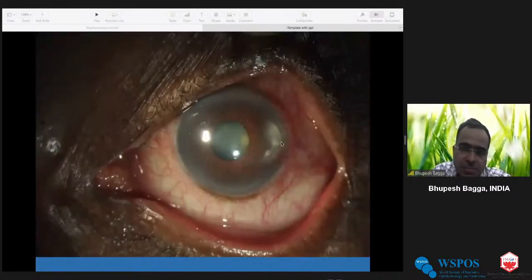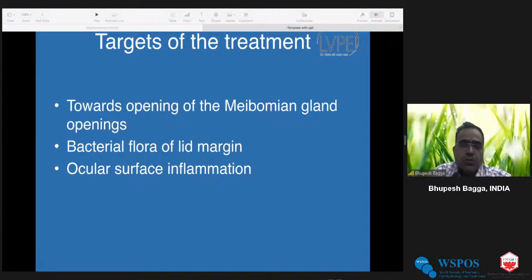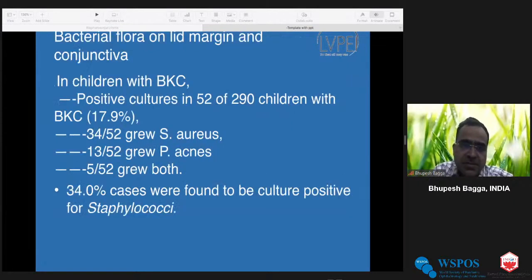In this baby, there was limbus inflammation, a raised area with a leash of vessels. So this was a sort of marginal keratitis, which actually came out to be PCR and IFA positive for HSV. So the targets of treatment are always towards opening of the meibomian gland openings, the bacterial flora of the lid margin, or reducing ocular surface inflammation in terms of BKC.